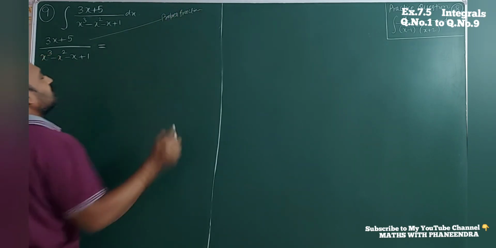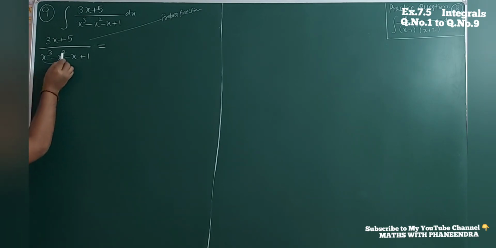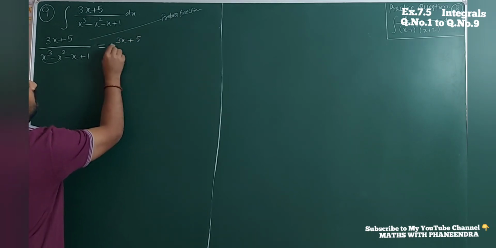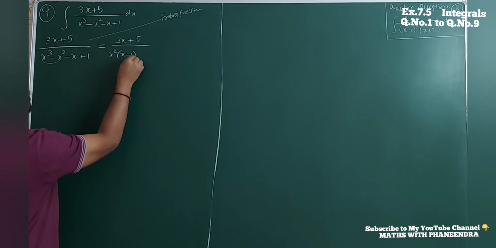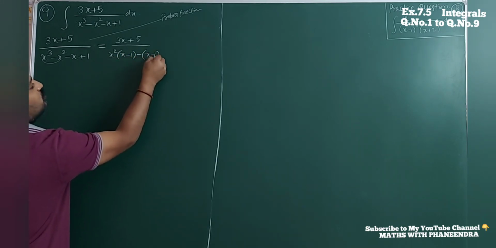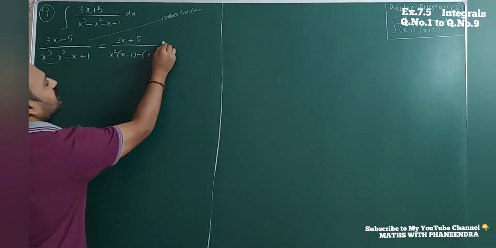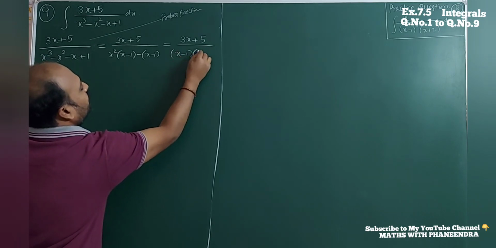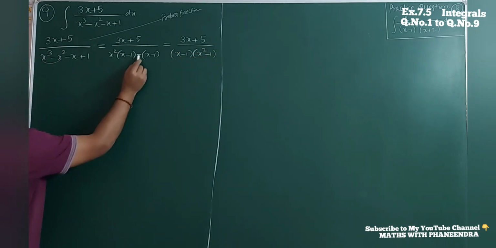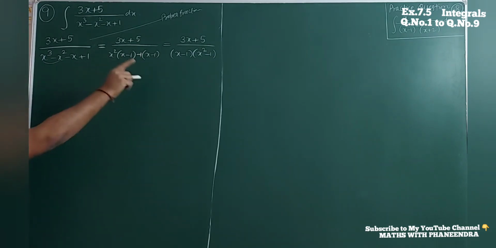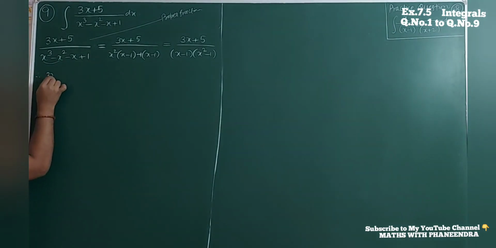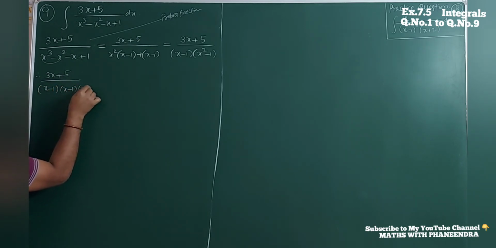So whenever it is a proper fraction, from these two I am taking x square common. So 3x plus 5 divided by x square, take common x minus 1. Minus 1, take common x minus 1, into again x minus 1 common. It can be written as x minus 1 into x square minus 1. Here minus 1 we are taking common indirectly. So x square minus 1 means what? x minus 1 into x plus 1. So 3x plus 5 by x minus 1 into x minus 1 into x plus 1.